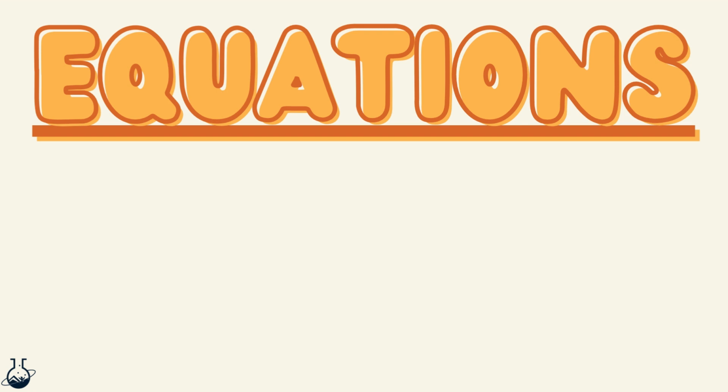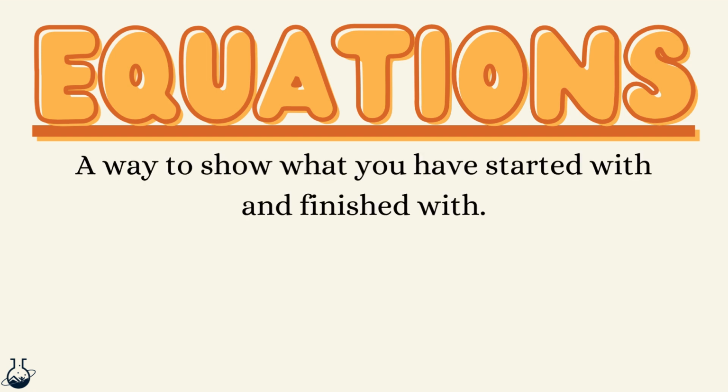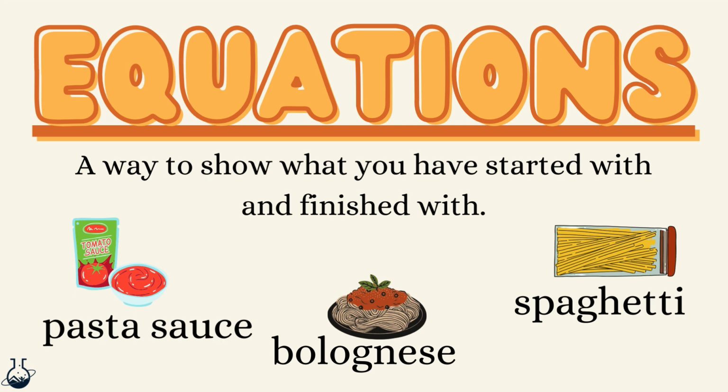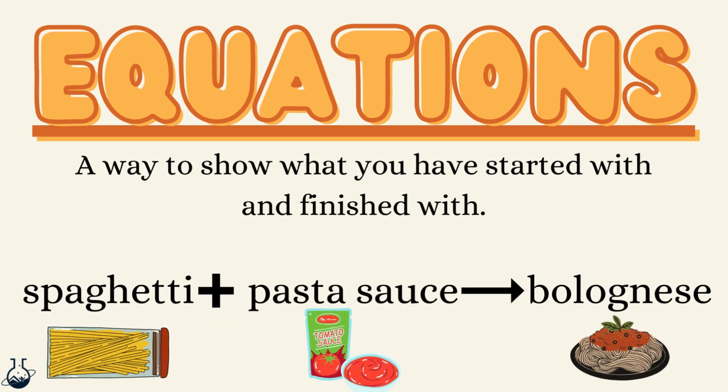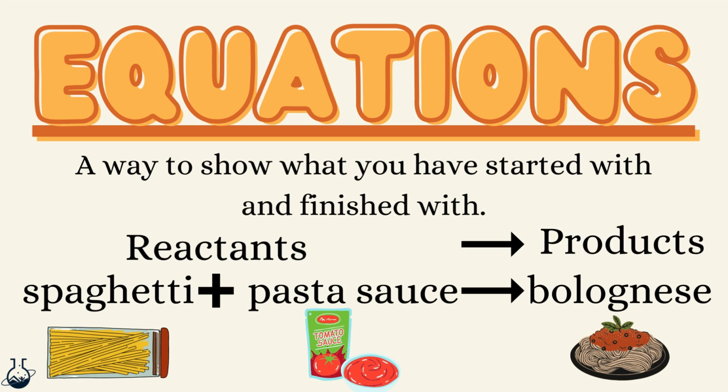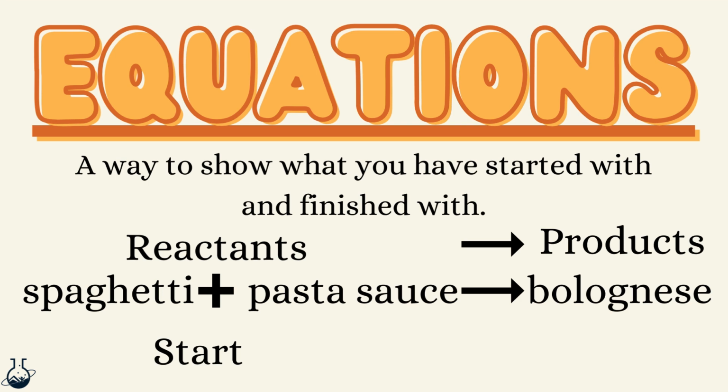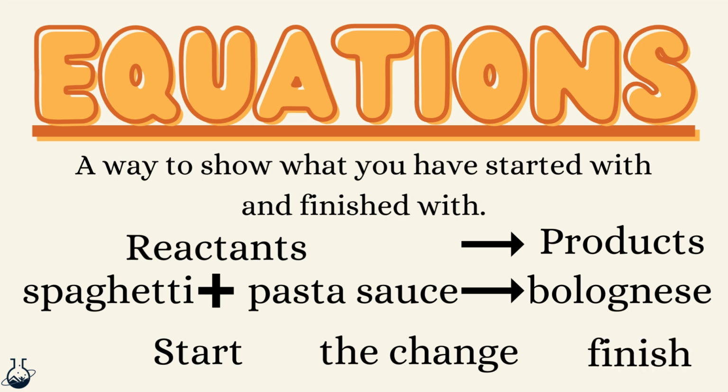Chemical reactions can be displayed in writing. Equations are a way to show what you have started with and what you have finished with at the end of a reaction. Take these ingredients, for example. We put our spaghetti and pasta sauce together to make a bolognese. The stuff we mix together are our reactants, and what we make is the product. Reactants are the materials we start with, they react together, then the chemical change happens, represented by an arrow, then our finishing materials are products.